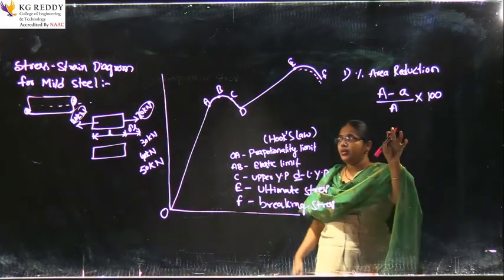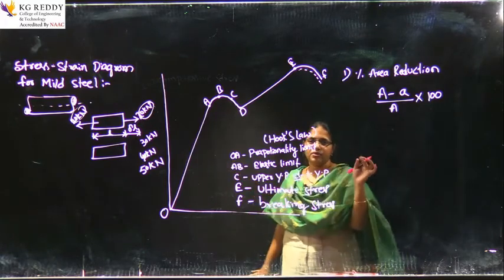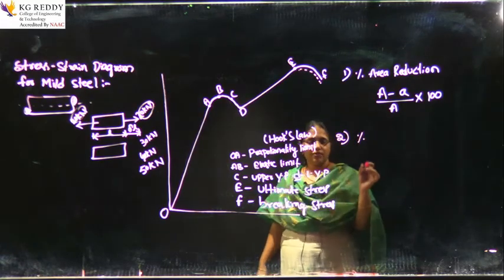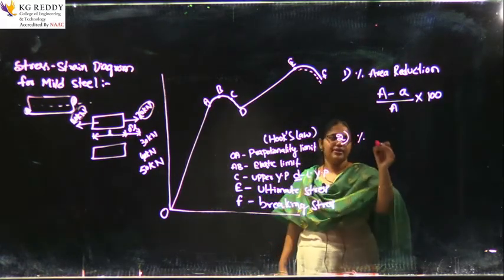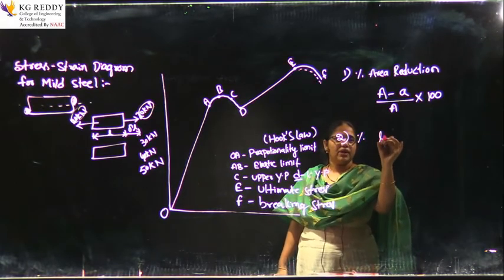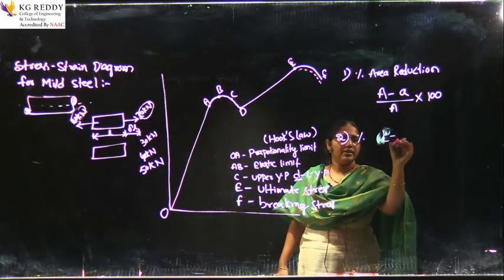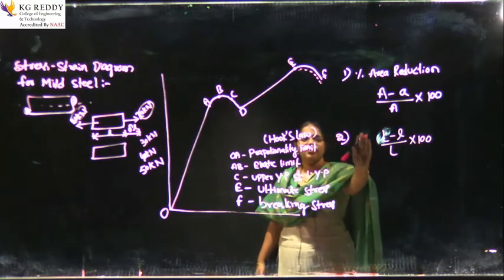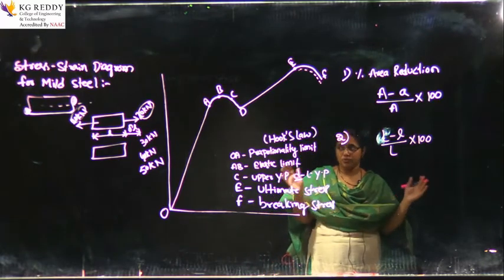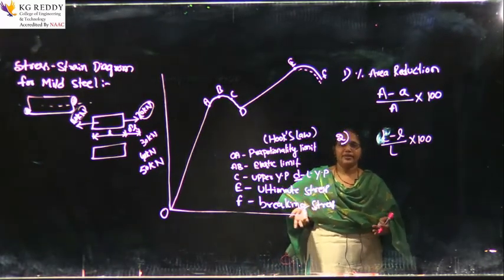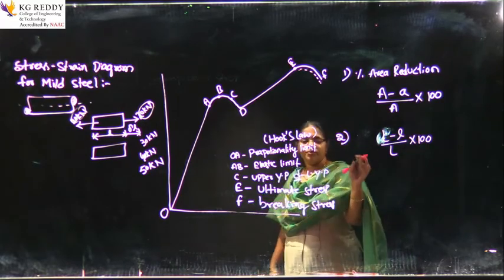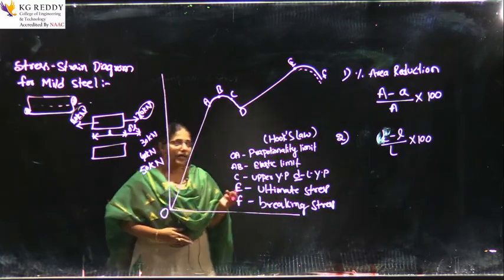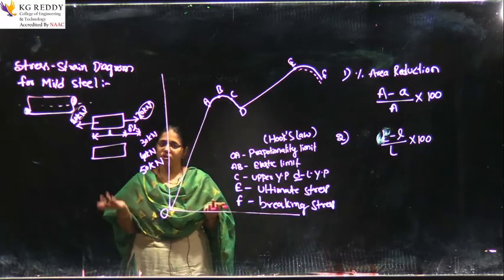This is one point we can know from this type of test, and the second point is how much percentage of length is reduced. That is with the help of capital L minus small l divided by capital L into 100. Based on this formula, we can find how much length is decreased and area is decreased, okay. So we can calculate the percentage area of reduction, and also how much length is decreased, and how the material will function in future also we can calculate.